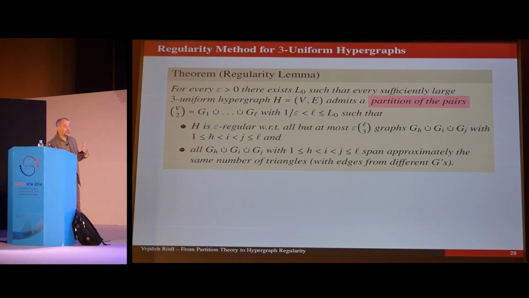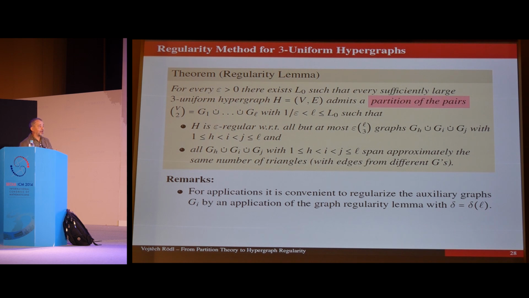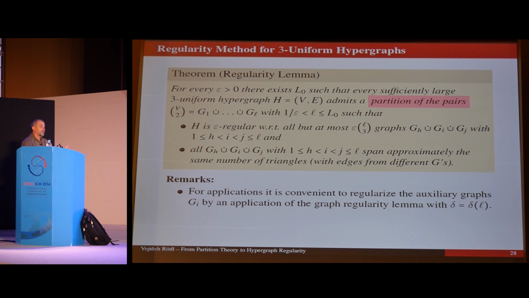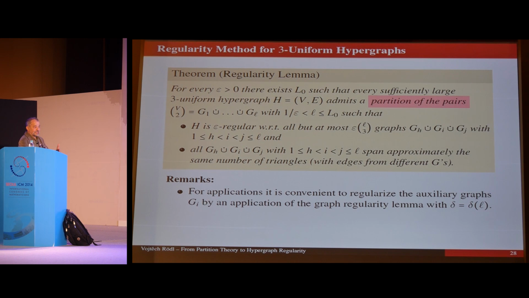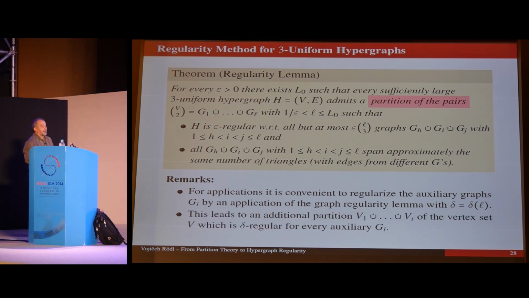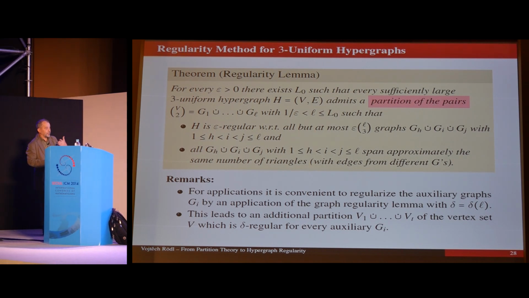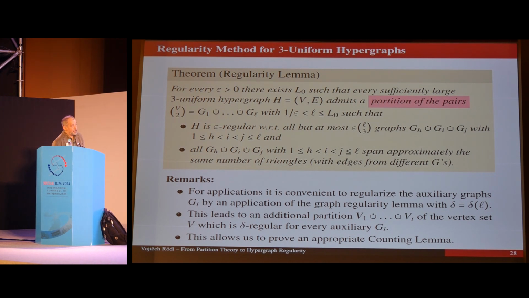And this lemma is already much better, but on the other hand, if we want to prove the corresponding counting lemma, it's still convenient to regularize these graphs, which we have in the partition, with some small delta, to get them regular in the sense of the semi-random regularity lemma, which yields another partition of the vertices. And with such a lemma, which was the lemma which we proved with Frankl, one can prove the corresponding counting lemma.